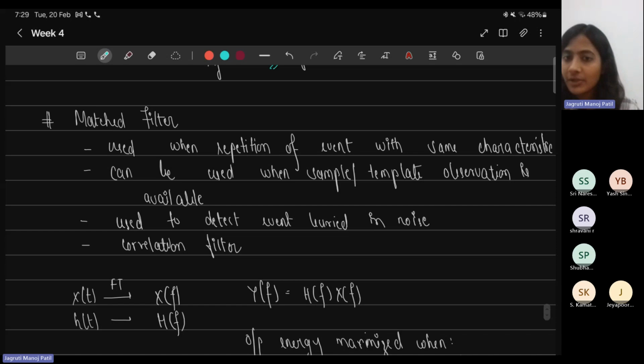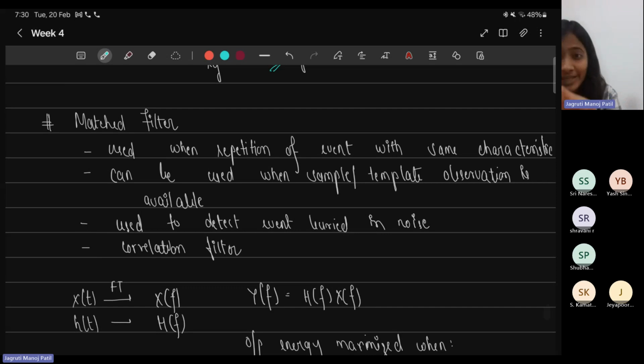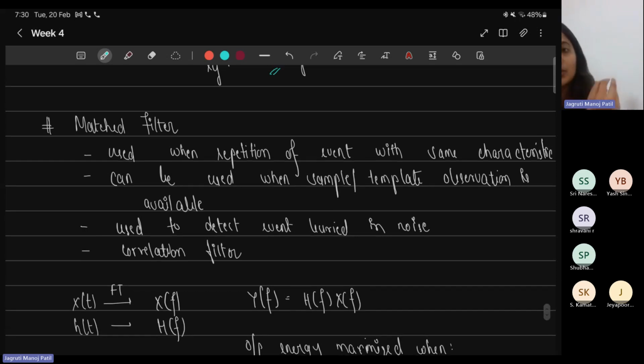So why do we use the match filter? As I said, we use contrast agents when we are not able to detect the blood flow, because the blood flow is very small when we go through the micro vessels. So there, we do match filtering. We take a particular region of interest and see how the bubbles are moving through that area. Now we want to correlate with some other area out there.